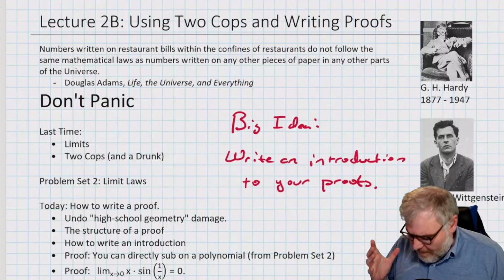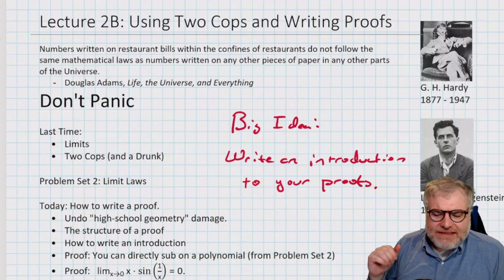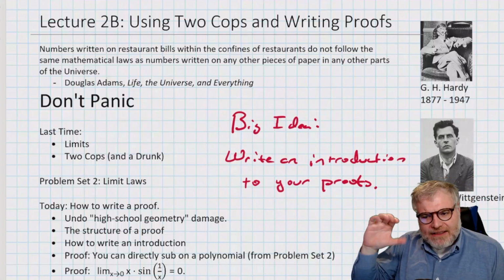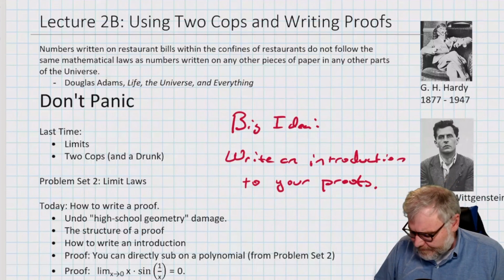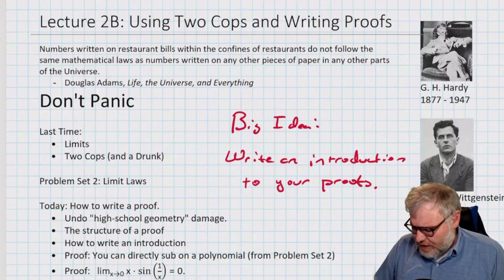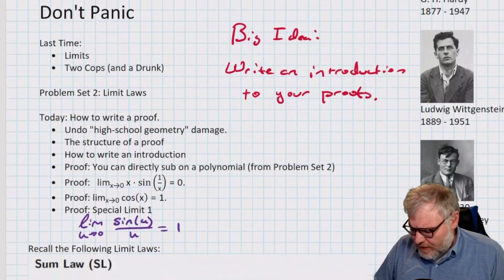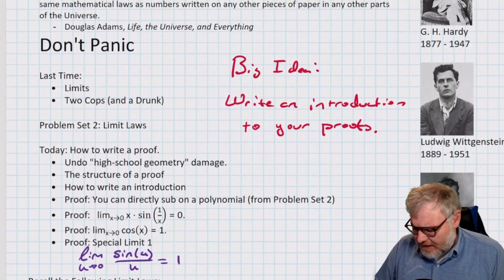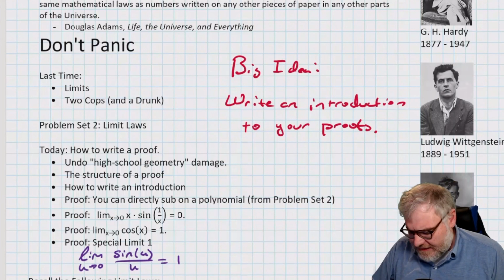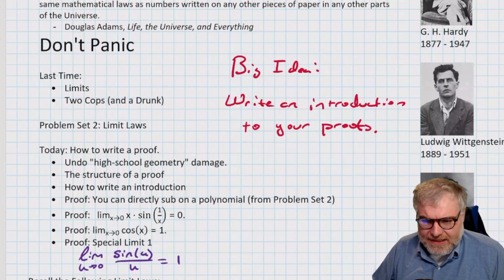So let's talk about how to do this. The way that you write it is kind of like you write an English paper. You have an introduction, you have a body, and you have a conclusion. Okay? And we'll do some examples. The first example is the one that we did in problem set 2, which was the direct substitution property on a polynomial. Then we'll talk about some two cops proofs. We'll do one of the classics, x sine 1 over x, the limit is 0.